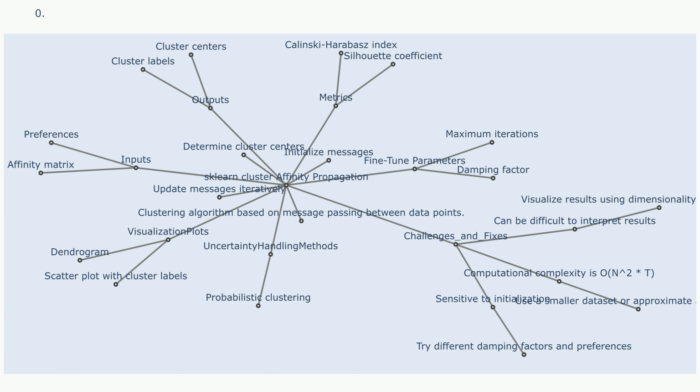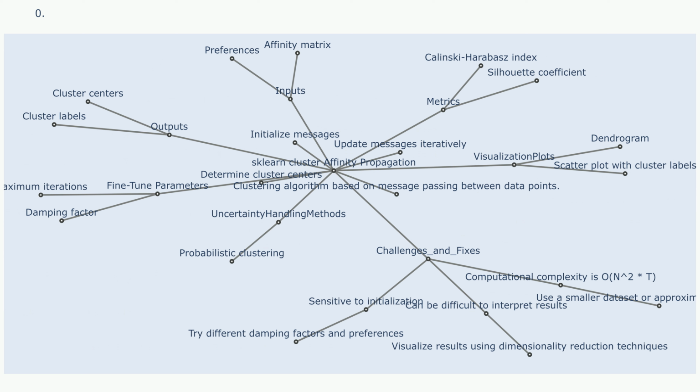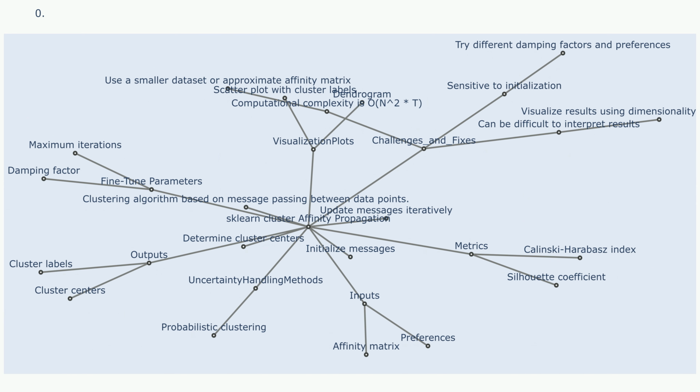Inputs: affinity matrix, a square matrix representing the similarity between data points. Preferences, a vector of preferences for each data point, indicating its likelihood of being a cluster center.